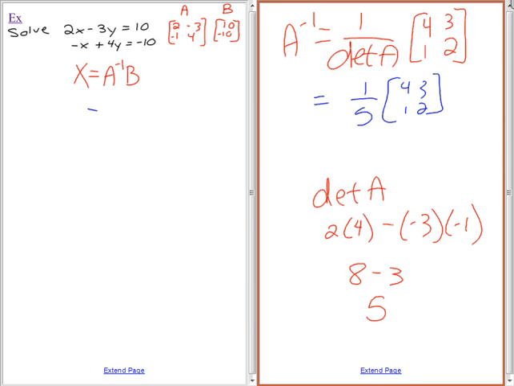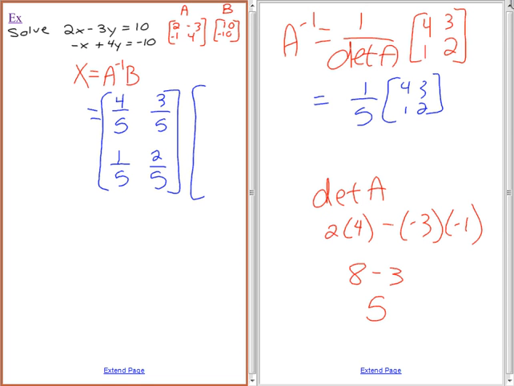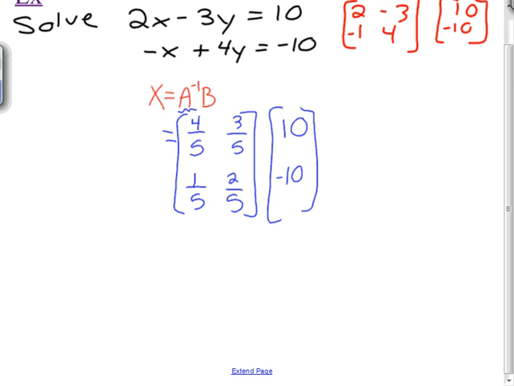Therefore, the inverse of A is 4/5, 3/5, 1/5, 2/5. That's the inverse of A. And now, so that's this part here, I have to multiply it by B, which is 10 and negative 10. And once I do that multiplication, you guys have done multiplying matrices, I get my answer. So now I just have to remember row by column. This entire row by this entire column.